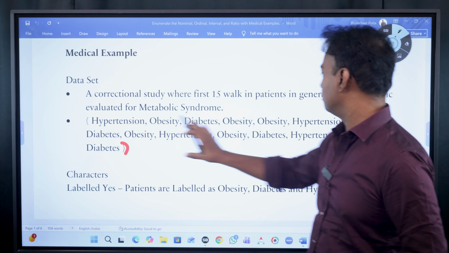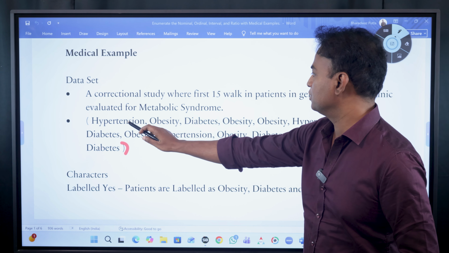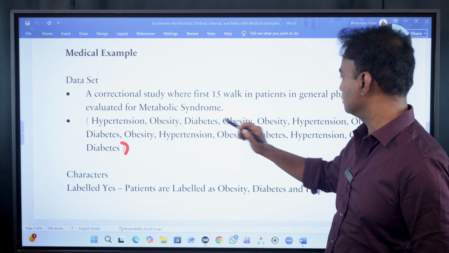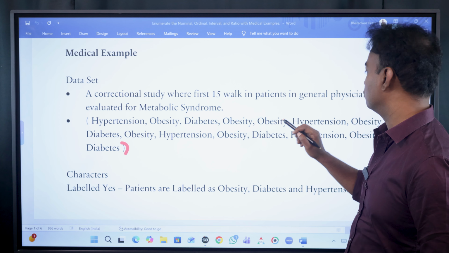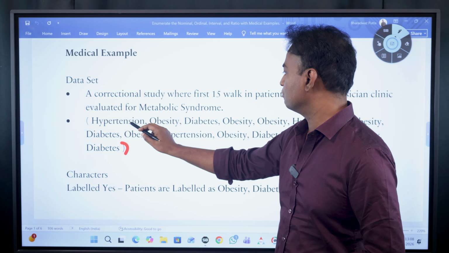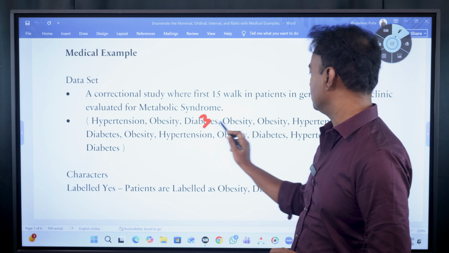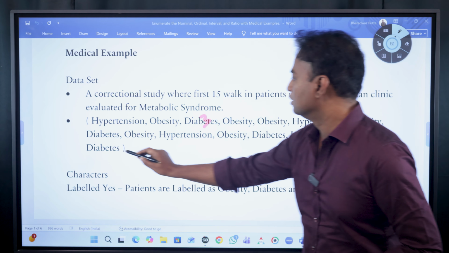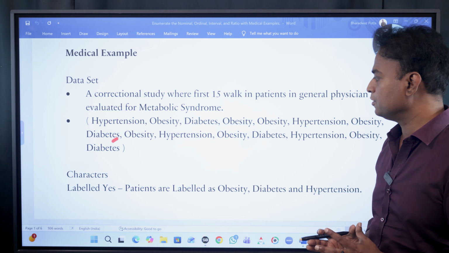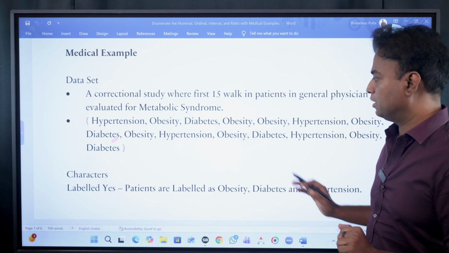Okay, this is the data of the 15 patients. The first patient is hypertensive, second patient is obese, third patient has diabetes, fourth patient has obesity again, hypertension. So if you measure, these are 15 patients, 1 2 3 4 5 6 7 8 9 10. This is the 15th patient. This is the data set of 15 patients. Okay, consider this as a data set.